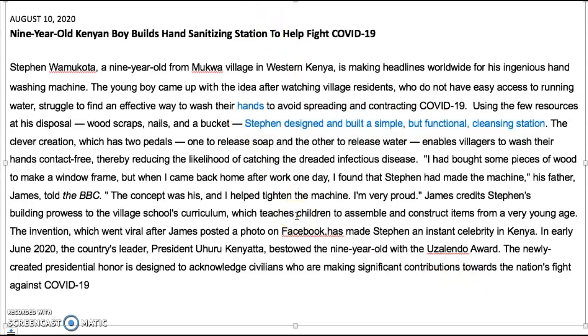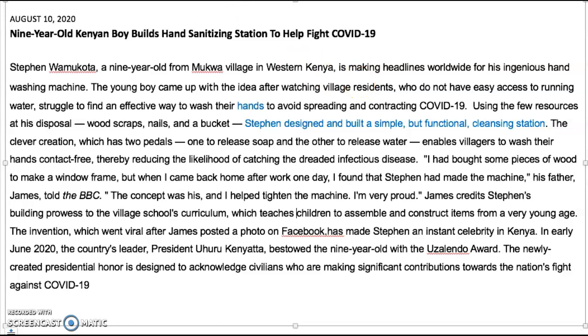Okay, because that's what the headline says. The headline of the article says 9-year-old Kenyan boy builds hand sanitizing station to help fight COVID-19, and this sentence here kind of captures it. Stephen designed and built a simple but functional cleansing station. Now I'm looking for keywords, and keywords are words that keep coming up in the paragraph, and they are words that are important to supporting that main idea. Now that I'm kind of confident that's the main idea I'm going with, I'm going to go back and read it again.